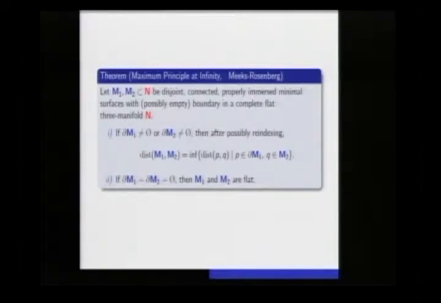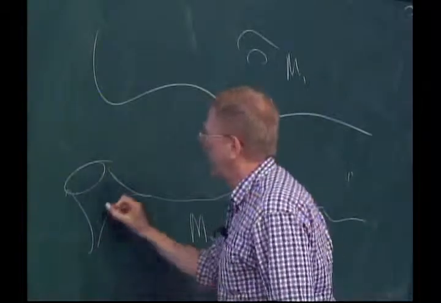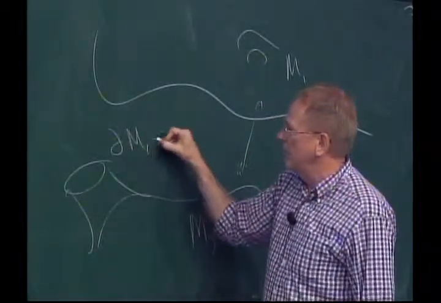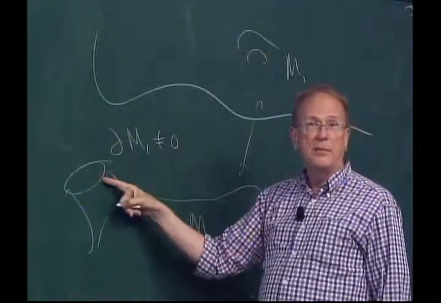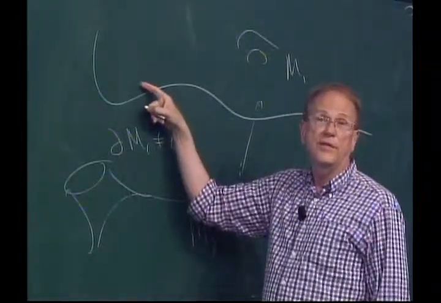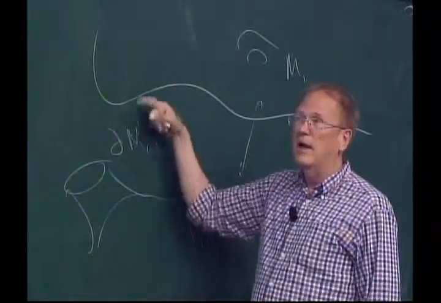So you have 2 disjoint, connected, properly immersed minimal surfaces in R3, or actually any flat 3-manifold. Suppose the boundary of one of them, for example the boundary of M1, is not empty. Then I can talk about the distance between the surfaces, the infimum over pairs of a point here and a point here. I can also look at the distance from the boundary of this surface to the other surface, whether it's a boundary or not.